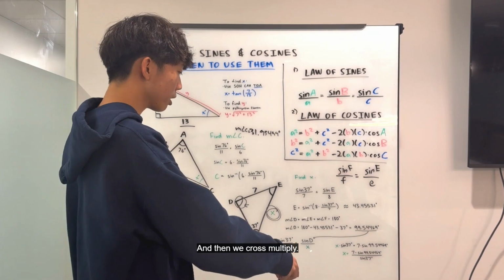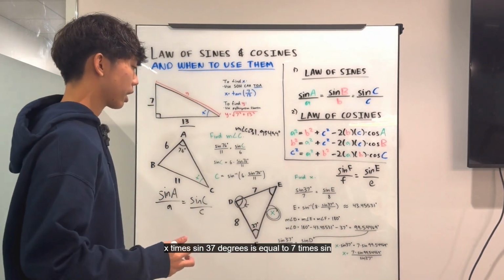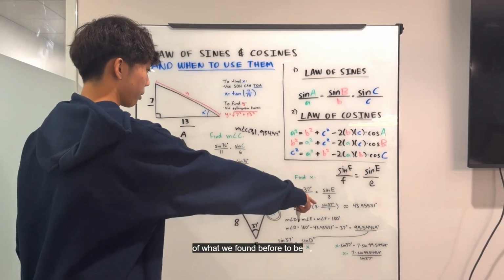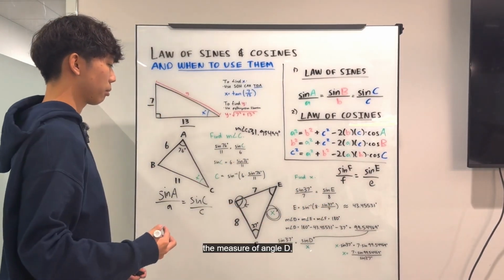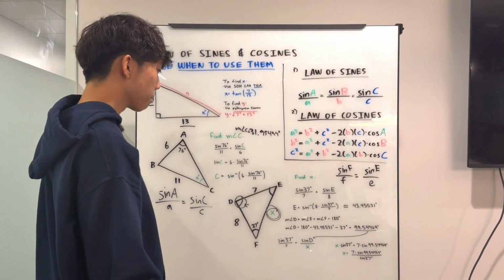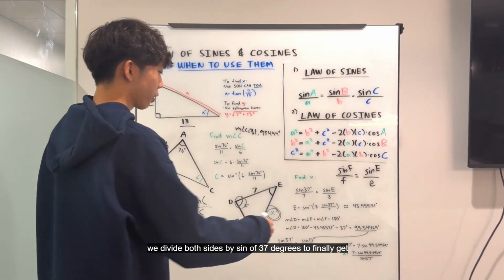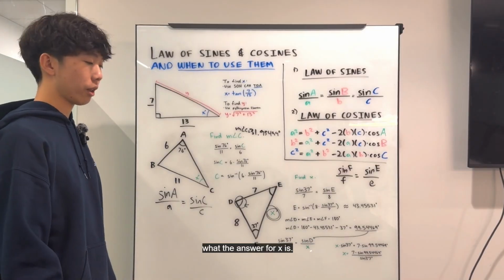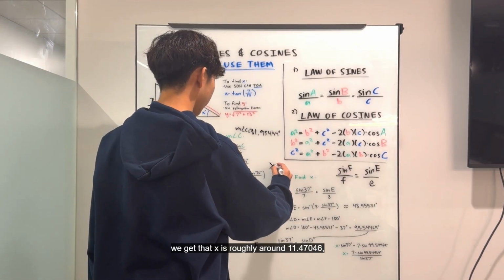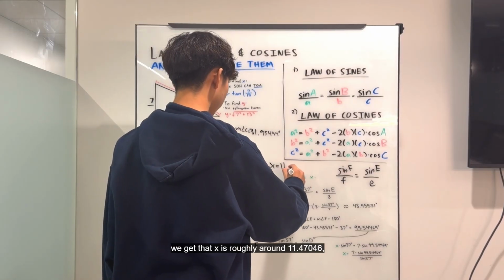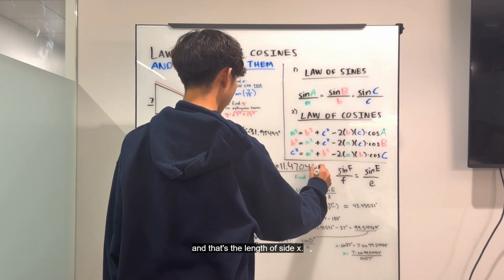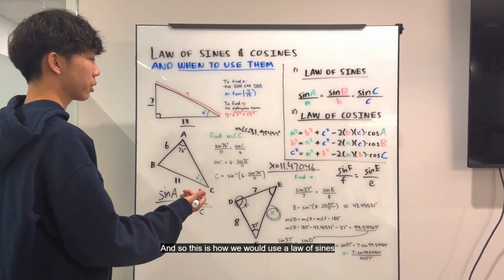Then we cross multiply, so we get that x times sine 37 degrees is equal to 7 times sine of what we found before to be the measure of angle D, which is 99.54469. Then we divide both sides by sine of 37 degrees to finally get the answer for x. When we do that on our calculators, we get that x is roughly 11.47046, and that's the length of side x. So this is how we would use the law of sines.